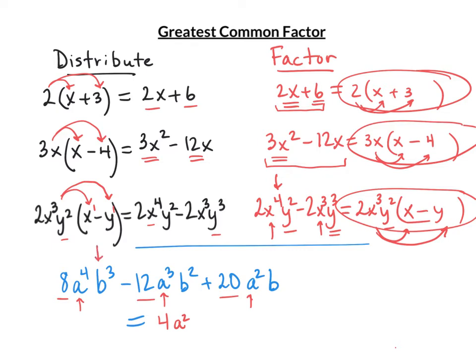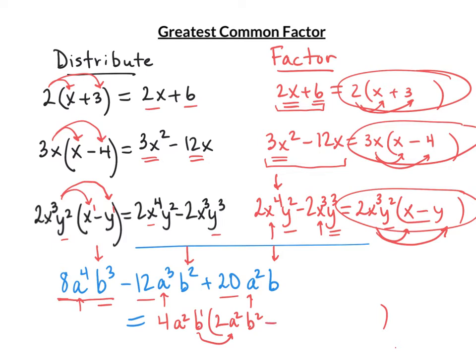B cubed, b squared, and b, they all have a b. They don't all have two b's multiplied in common. B is that GCF. Now I'm thinking distributive property. 4a squared b times the first spot makes 8a to the fourth b cubed. I need a 2 to make 8. I need 2 more a's, a squared, to make a to the fourth. And I need 2 b's because b to the first times b squared will make that b cubed.